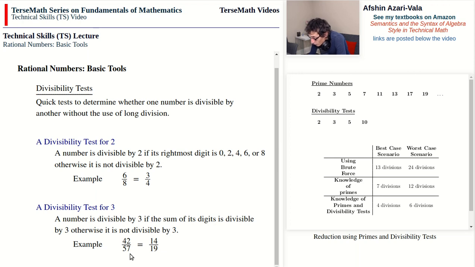And now that I know 3 works, I do 2 divisions and find 14/19. So without divisibility tests, 4 divisions. With divisibility tests, 2 divisions. Again, half as many.